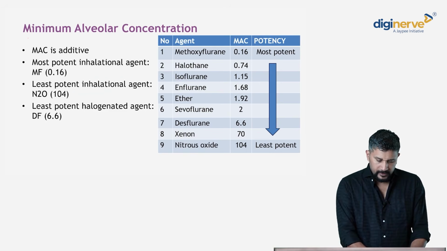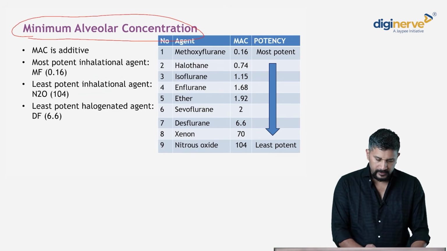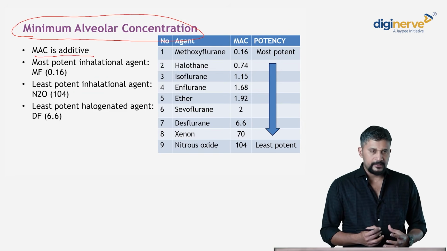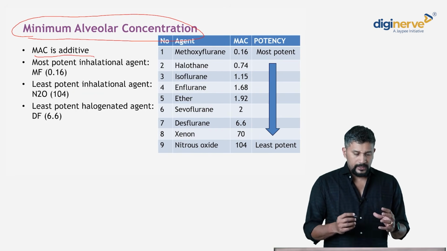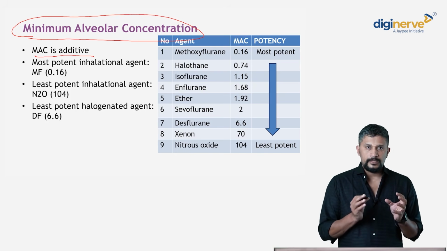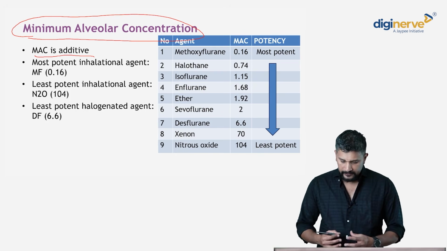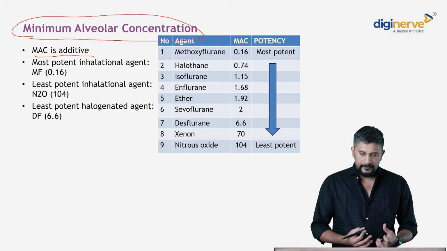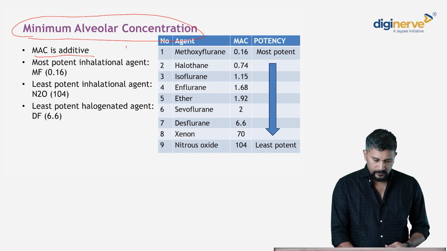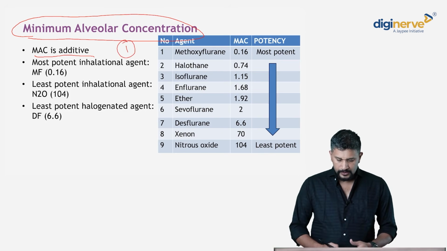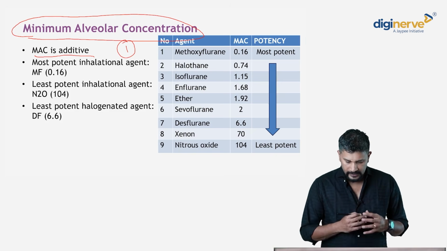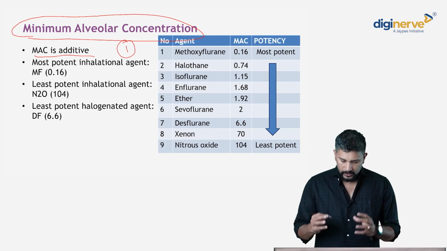So when it comes to your minimum alveolar concentration, we need to remember that the MAC value is additive. And when we're talking about the additive nature of the MAC value, we are discussing only nitrous oxide because the other volatile anesthetics are never used in combination. So what do we mean by the additive nature? It means that if you use half MAC of one agent and half MAC of another agent, the combined MAC value would be 1. This is valid only for nitrous oxide because the other fluorinated agents are not combined.